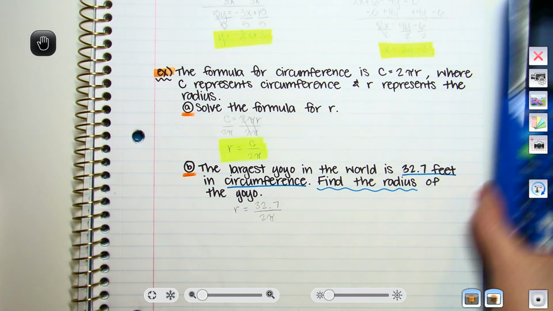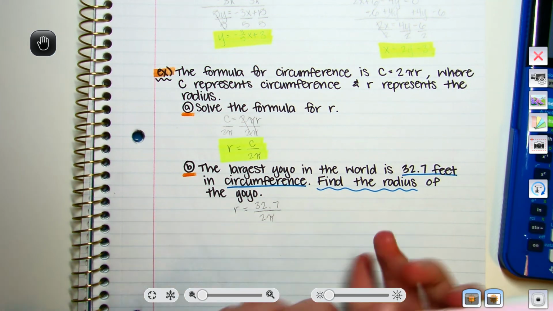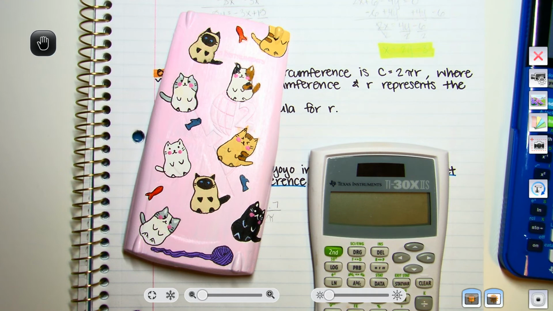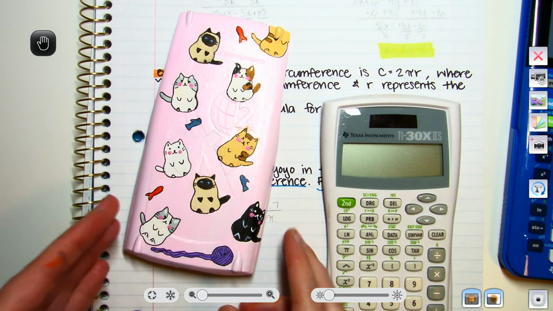Okay, let me show you on another calculator. By the way, my calculator has cats on it. So in case it wasn't obvious already that I love cats, a student painted this for me on my calculator, which is fantastic.